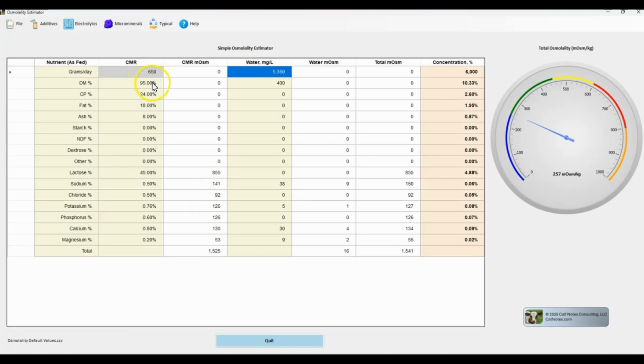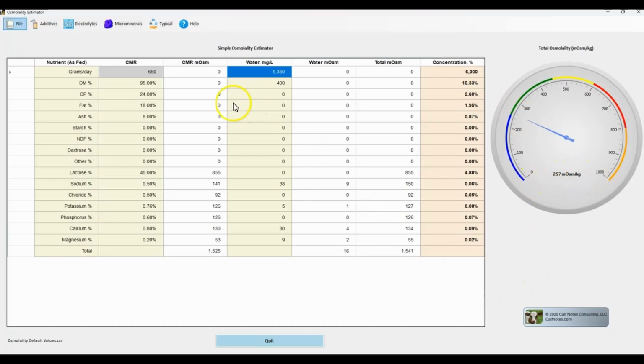At this mixing rate, about 10% solids, the milk replacer contributes approximately 1,525 milliosmoles, while the water contributes only about 16 milliosmoles. The total osmolality column sums both sources, giving a total of 1,541 milliosmoles in a 6-liter solution. This results in an osmolality of 257 milliosmoles per kilo.